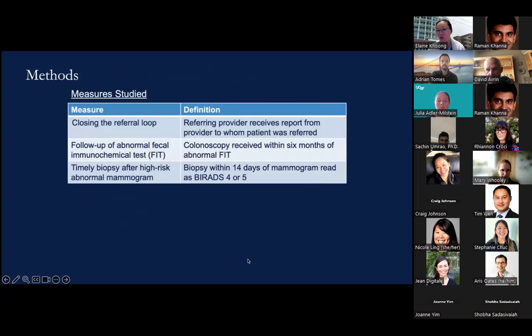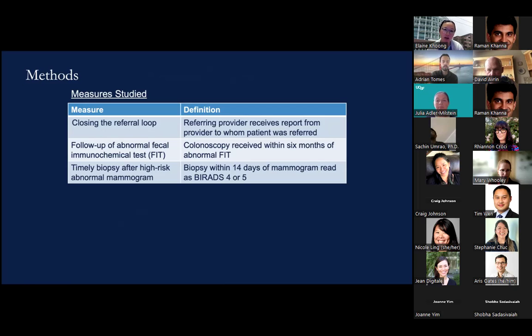The first is closing a referral loop. As a primary care clinician, if I refer patients to specialists, did the specialist send any information back to me? The second was follow-up of an abnormal FIT, a colon cancer screening test. Normally, if that test is abnormal, you have to get a colonoscopy, so we looked at whether somebody actually got the colonoscopy after the abnormal test.